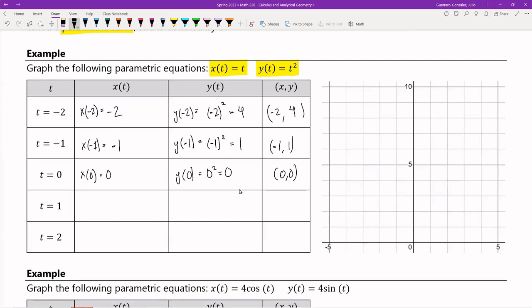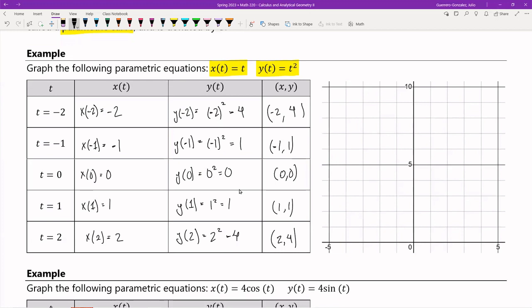Okay, let's go ahead and do t equal 1. Hopefully you guys are seeing what's happening already. x of 1 is 1. y of 1 is 1 squared. That's still 1. So 1, comma 1. And then when we do 2, x of 2, that's still 2. And then y of 2 is 2 squared. That's 4. So 2 comma 4 is our point there.